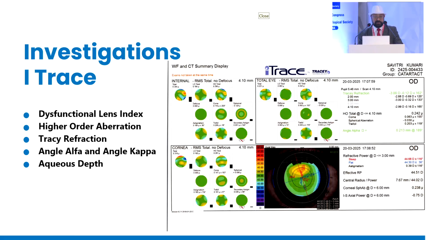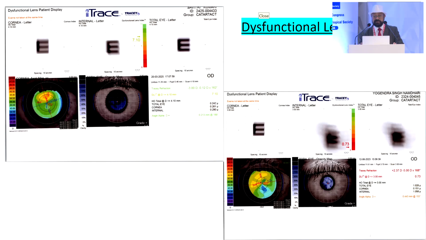The ACD depth is important because if it's less than 2.8, you don't do it. So there's a dysfunctional lens index. Less is the number, more is the trouble. In a normal eye, you will get approximately 7 to 8 DLI.